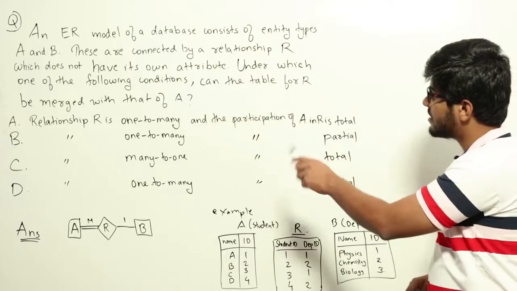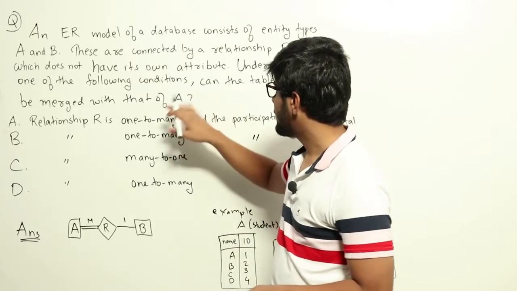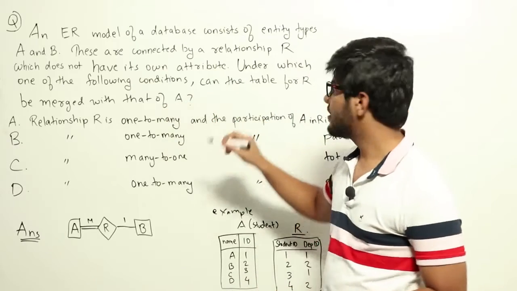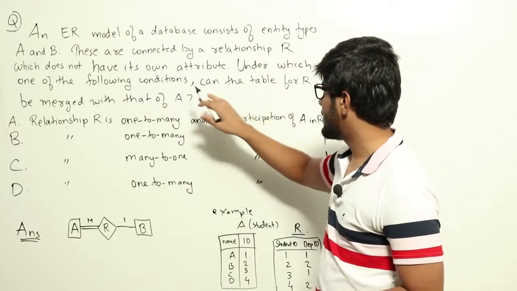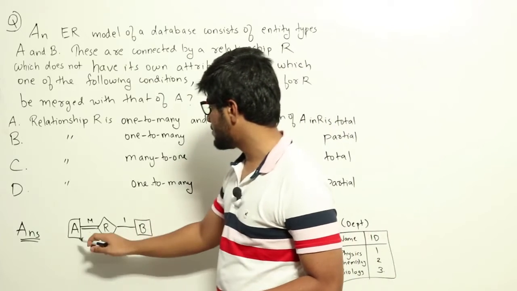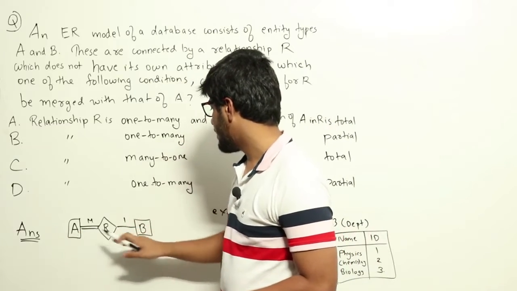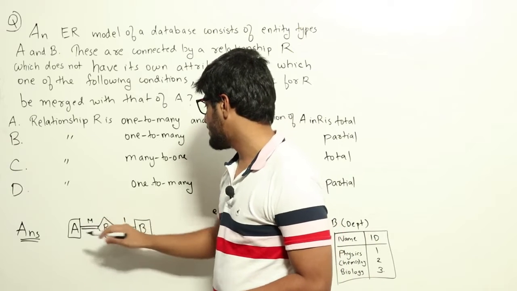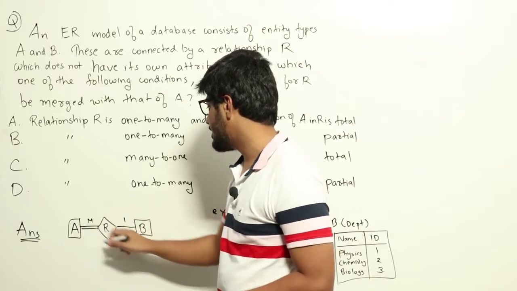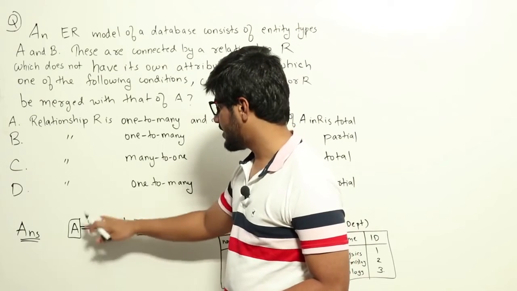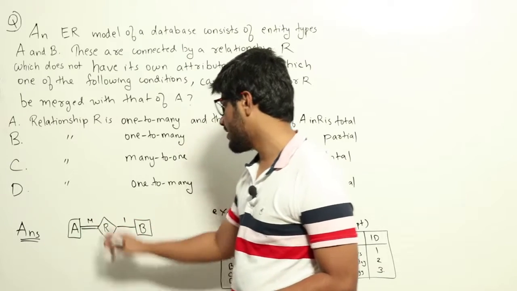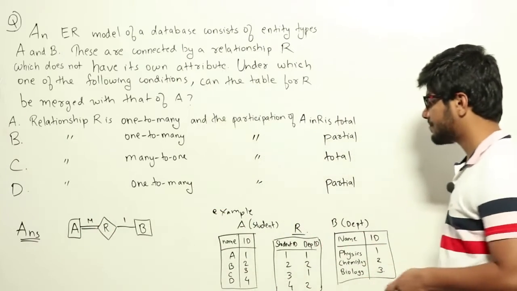So the answer to that is that when the relationship is many to one from A to B, then the table for R can be merged with A. A many to one relationship is given like this: A, R, B, and M is on the A side and 1 is on the B side. It's a many to one relationship. Under this condition, we can merge the table R with that of A. How we can do that, I will show you here.